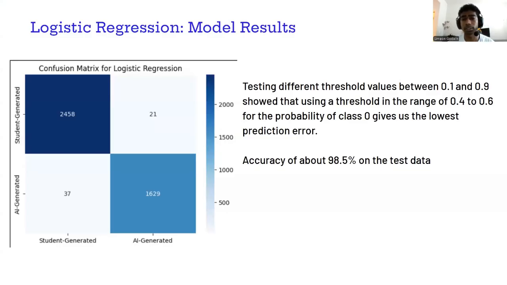So the actual results of the model, I tested different threshold values for the probability to assign a classification with, and I saw that the range of 0.4 to 0.6 kind of gave the lowest prediction error. So yeah, with that, I got an accuracy of about 98.5% on the test data, which is pretty good.